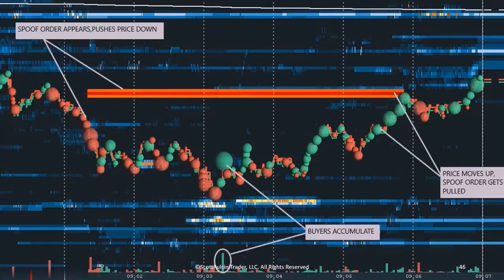And then you see another example here. The price goes over here, and as soon as the spoof order appears, price sells off, comes around this area. There's some buying that's accumulating down here. They want to buy, and then as soon as the price moves up, the spoof gets pulled. The spoof does not get executed whatsoever. The intention of this order was simply to scare the market down, so that somebody could just accumulate down here. Okay.